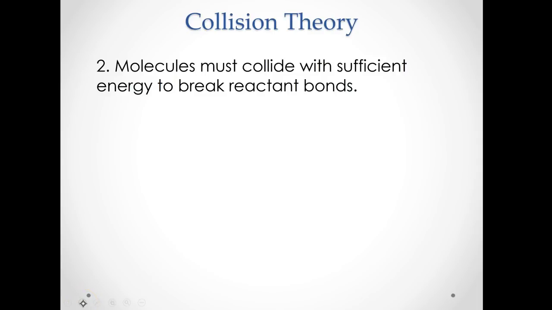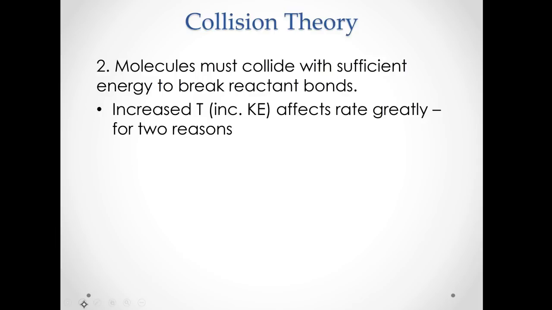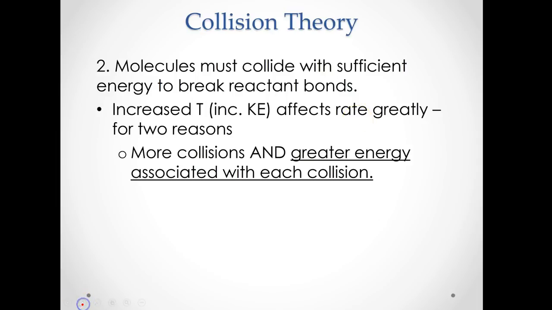So the second thing they have to do, they have to collide, but they have to collide with sufficient energy to break the bonds. And that is affected by two things. Temperature affects the rate very much for a couple of reasons. Number one, there are more collisions and a greater energy associated with each collision. You have to give them enough energy to collide with each other more often, and every time they hit, they have to hit harder.